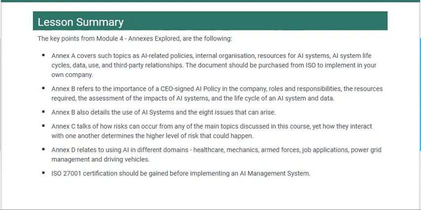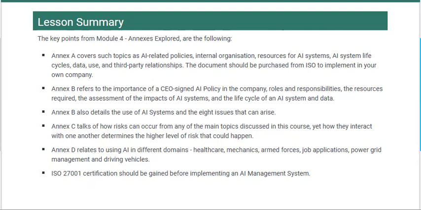Annex C talks of how risks can occur from any of the main topics discussed in this course, yet how they interact with one another determines the higher level of risk that could happen. Annex D relates to using AI in different domains: healthcare, mechanics, armed forces, job applications, power grid management and driving vehicles. ISO 27001 certification should be gained before implementing an AI management system.